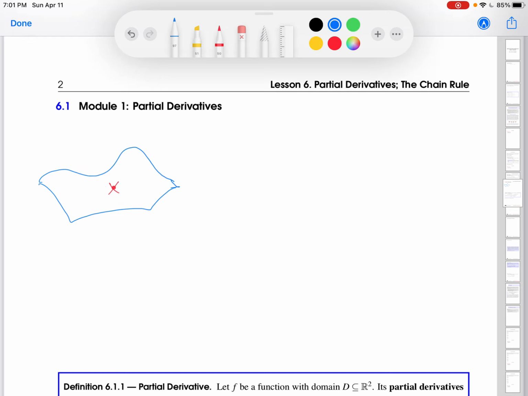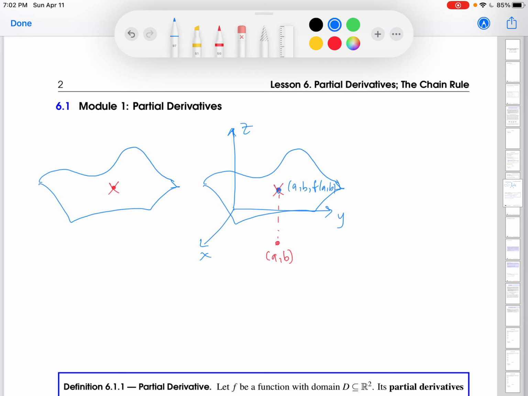So what I want to do now is take this landscape, reproduce it, and put it inside a coordinate system. So let's put this in R3. There we go: x, y, and z. Let's pretend that this red point is standing above the point (a, b) in the xy-plane, and that this point is now (a, b, f(a, b)), where this surface, the landscape that you are trying to walk around, is the surface z equals f(x, y).